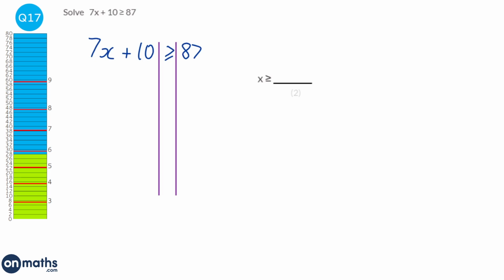But with this one, if you times or divide by a negative, you've got to flip the sign. We're not going to be doing that in this one, but that would be one of the differences. So we're going to take away 10 both sides to get 7x on the left hand side. Make sure you don't put an equal sign in there, otherwise that is instantly 0 marks. Then we're going to divide by 7 both sides to get x on its own. So it's x is greater than or equal to 11 would be the answer.